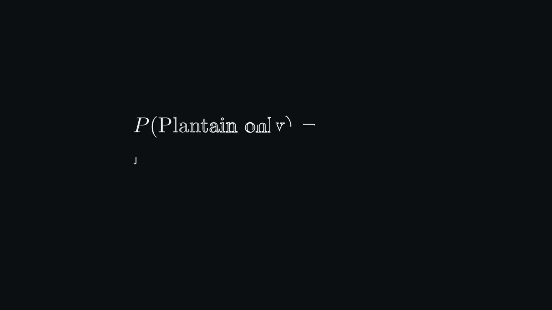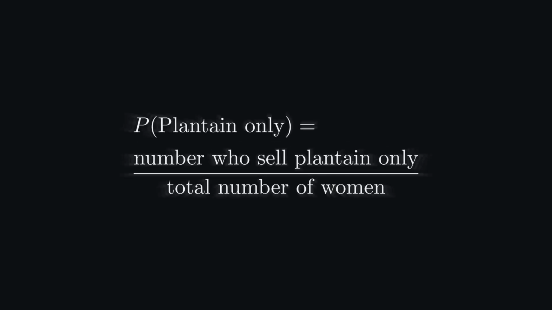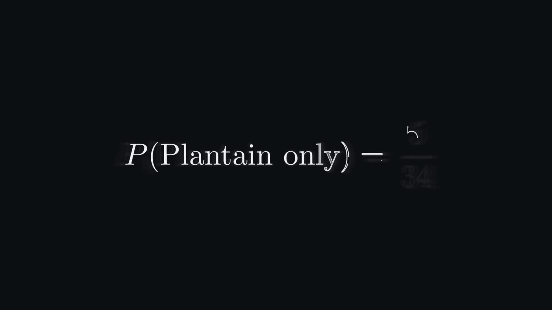Next, let's form the probability. The probability of selling plantain only is the number who sell plantain only divided by the total number of women. This gives us the probability as 5 out of 34.